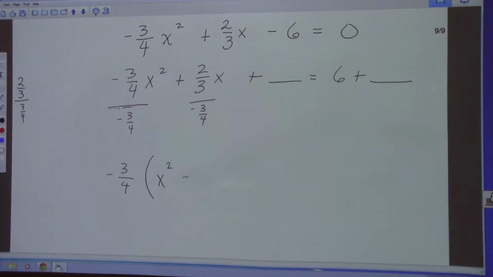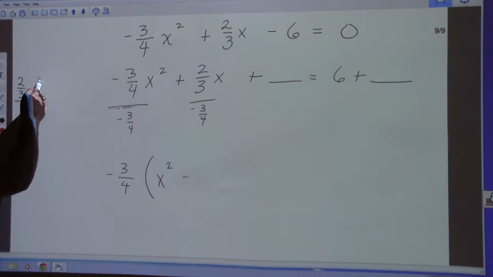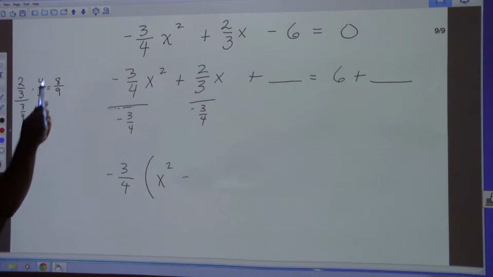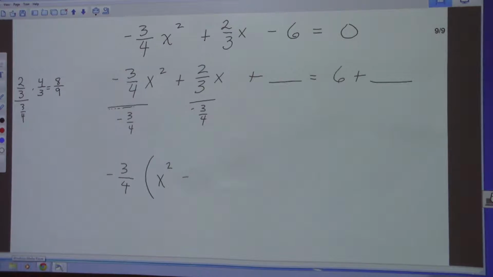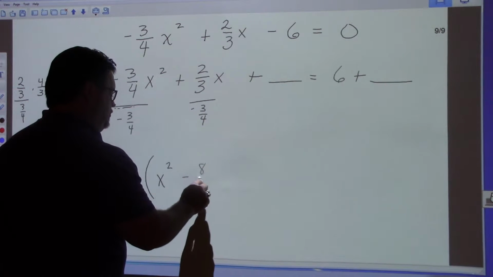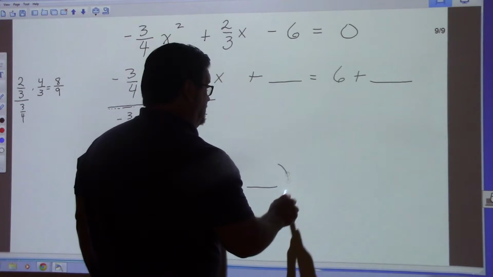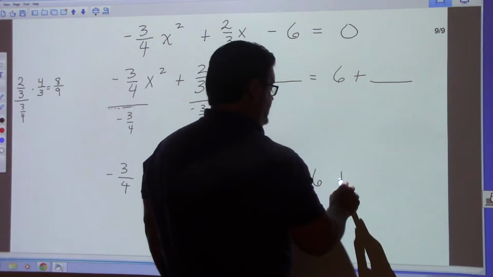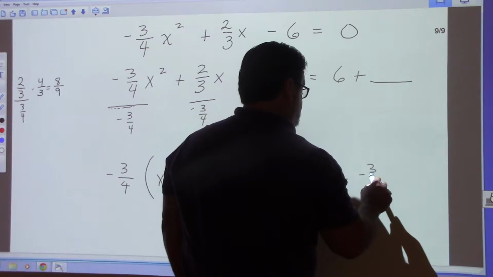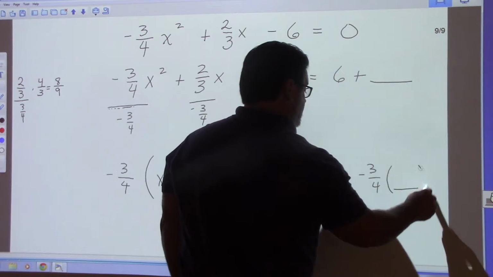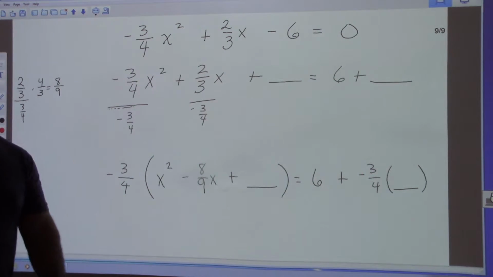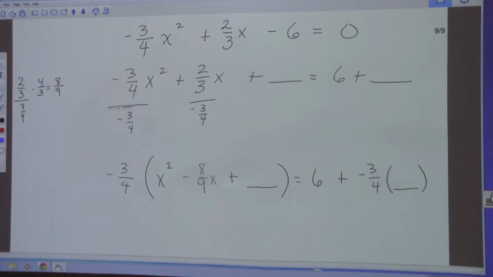Let's not complicate things. So 3/4, that's multiplied by what? 4/3, which gives you 8 what? 8/9. So 8/9 x plus blank is equal to 6 plus negative 3/4 blank. All right? Now, do your next step. And what is your next step?